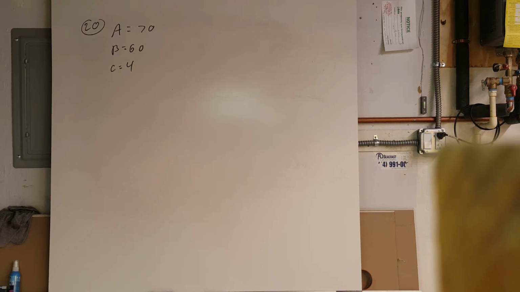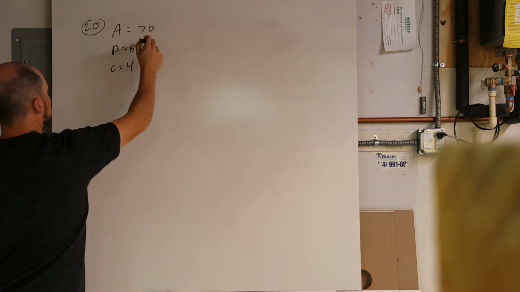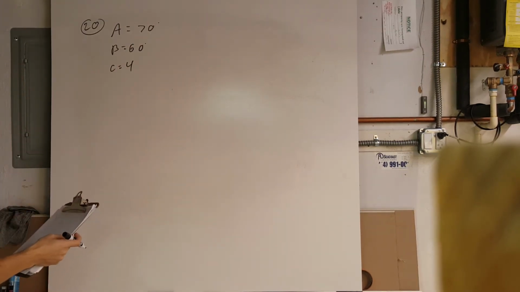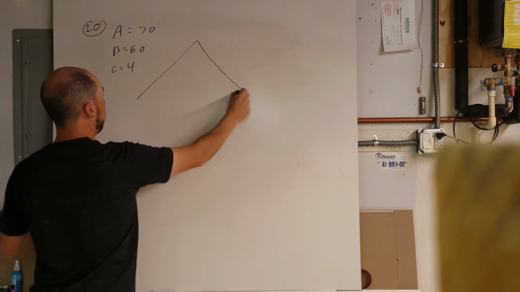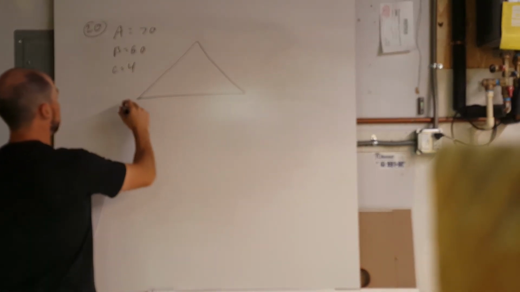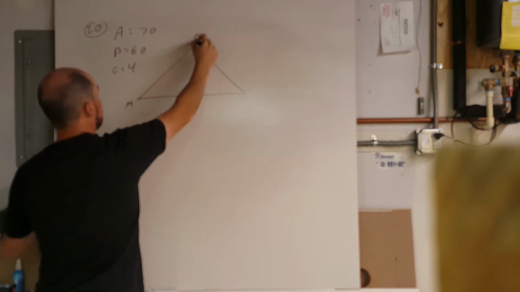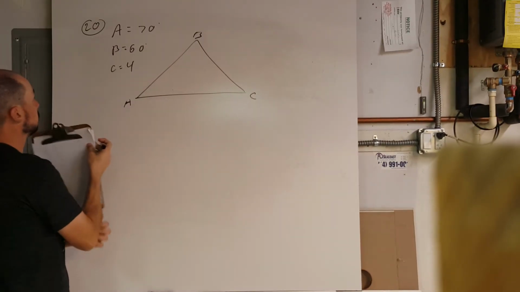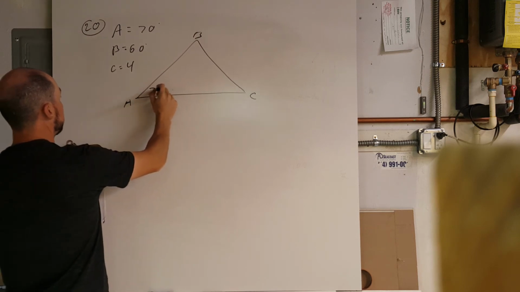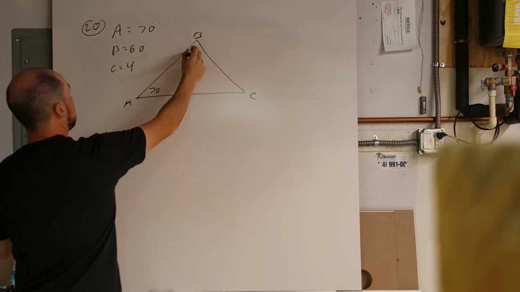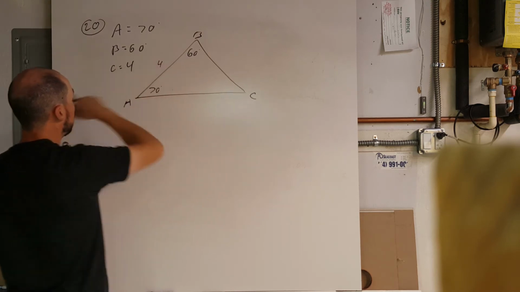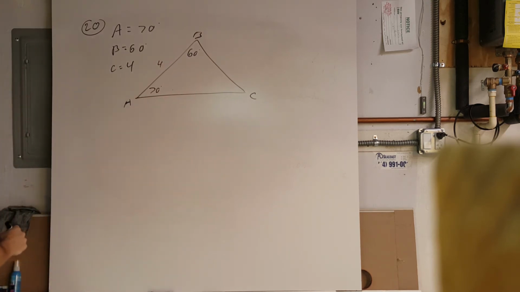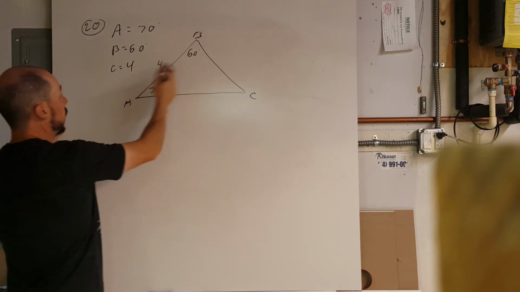Here, our next example, number 20, we've got A equals 70 degrees, B equals 60 degrees, and side C equals 4. Well, again, I'm going to draw a triangle. And let's go A, B, C, doesn't matter. A is 70, B is 60, and C is 4, opposites. So this is angle, side, angle.